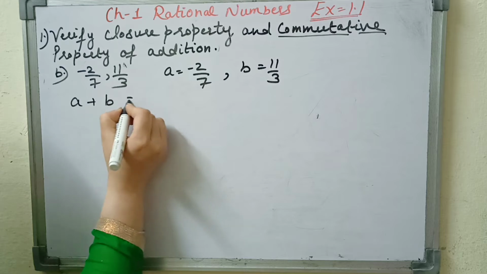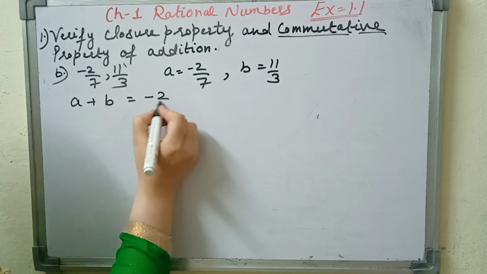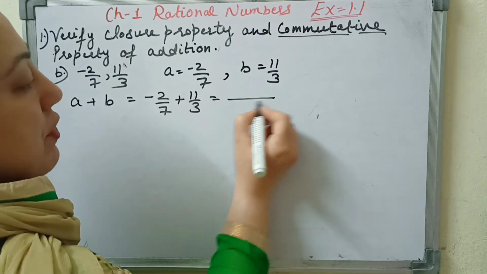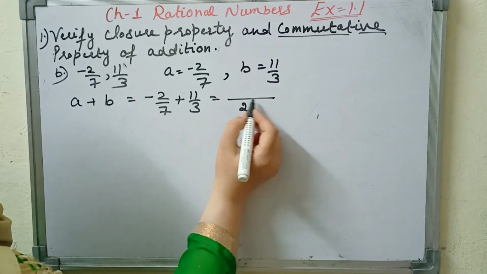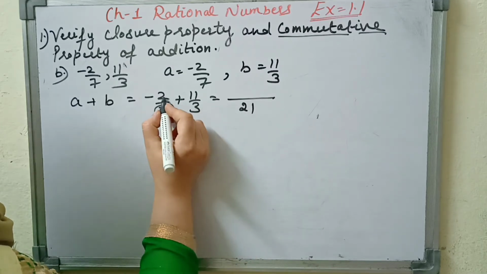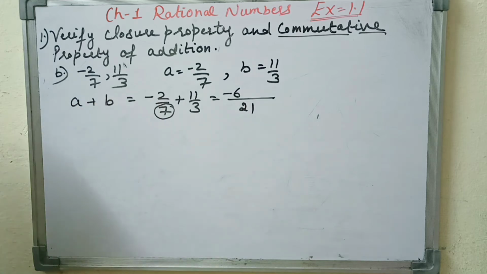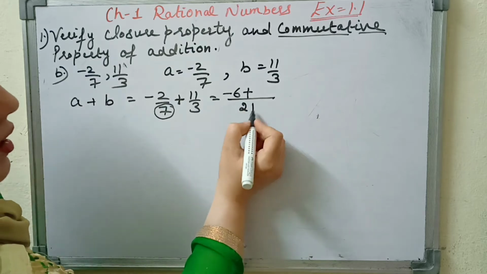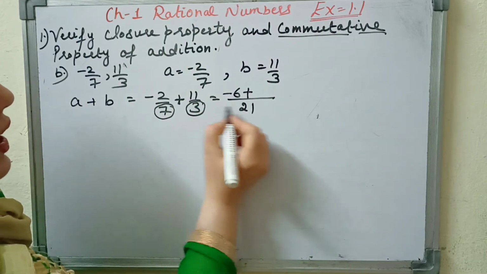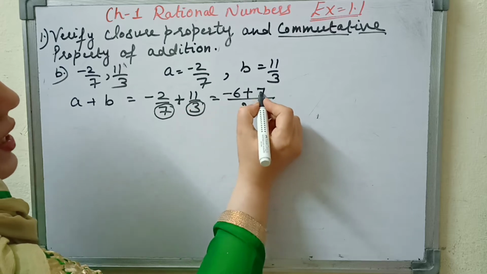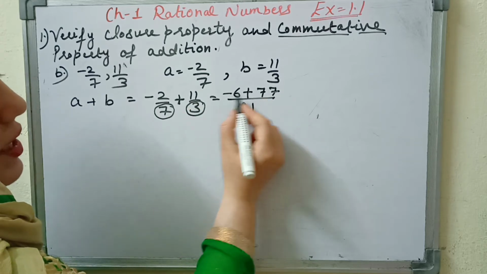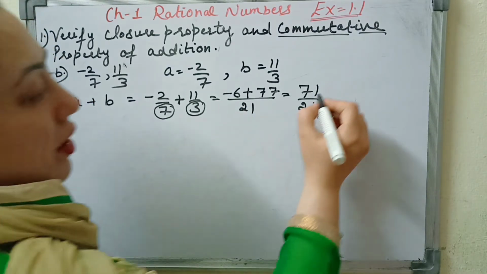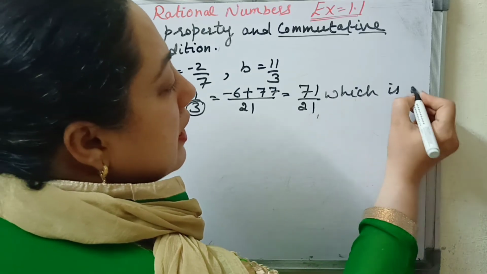Now, A plus B. When we put the value of A, it is -2/7 and B is 11/3. Take the LCM of 7 and 3, it is 21. 21 divided by 7 is 3, and 3 multiplied by -2 is -6. The sign here is plus, so we simply put plus. Again, 21 divided by 3 is 7, and 7 multiplied by 11 is 77. Minus plus, 77 minus 6 is 71 over 21, which is a rational number.